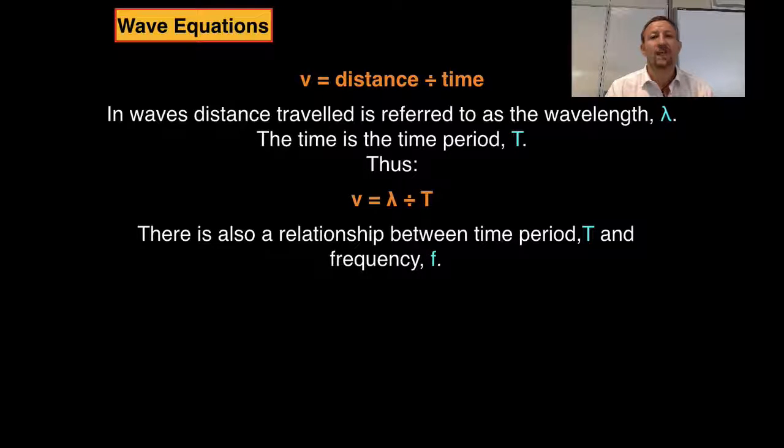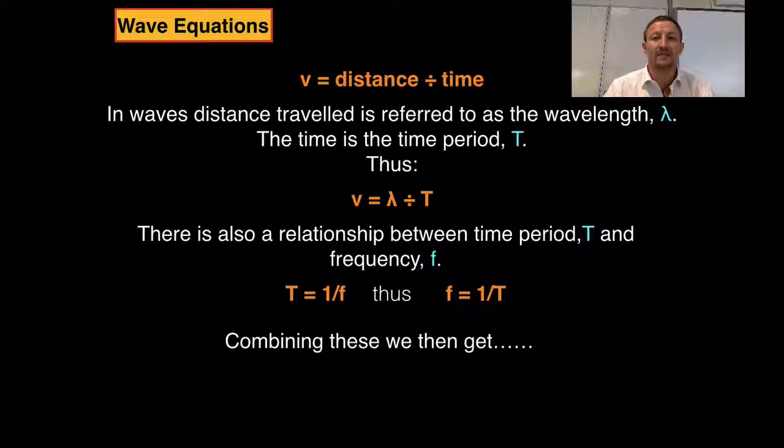Now, there is also a relationship between time period and frequency, and they're the reciprocals, or the inverse of each other. So basically we get T equals 1 over f, and f will equal 1 over T. So we can now substitute in for T, 1 over f. So the result is that we flip the equation. So what we then get is v equals lambda times f.